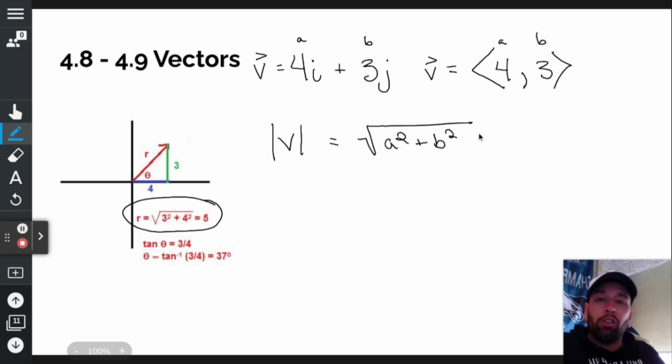If you're wondering, could the vectors be negative? Sure, if we're going in negative directions, they can be, but that's not what we have in this example here. That is the magnitude, that gives you the distance. You would get 5 in this case because it's a 3, 4, 5 triangle.